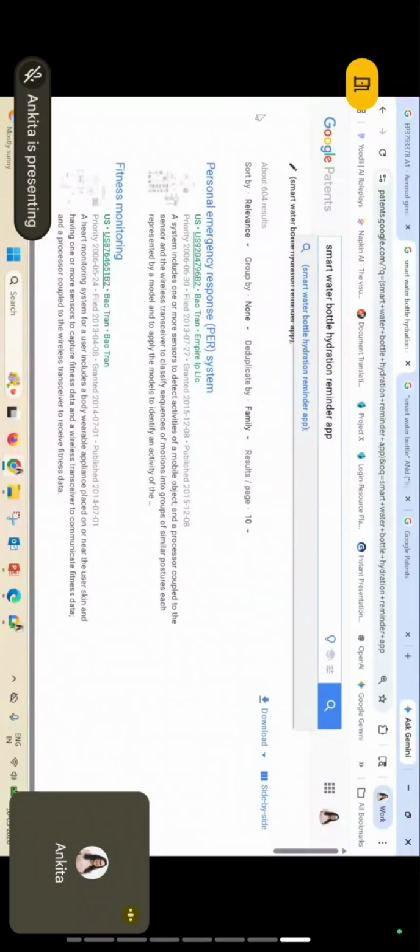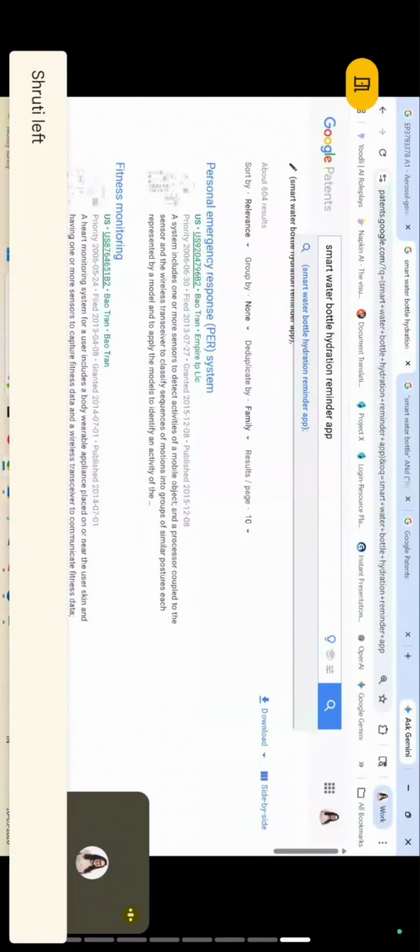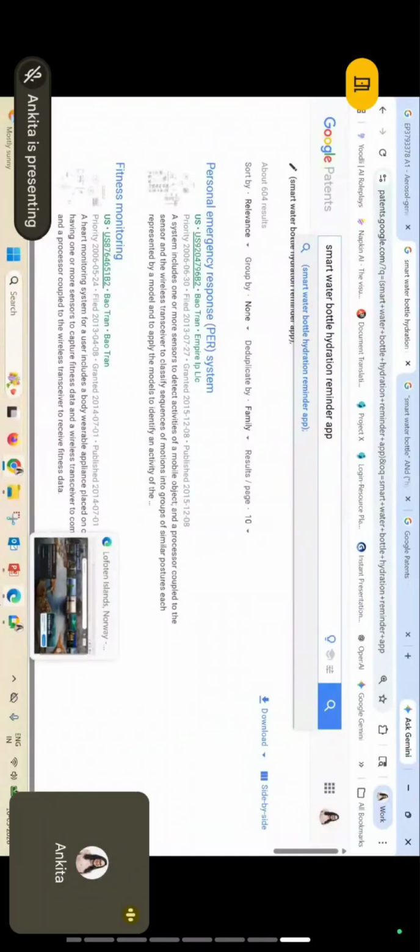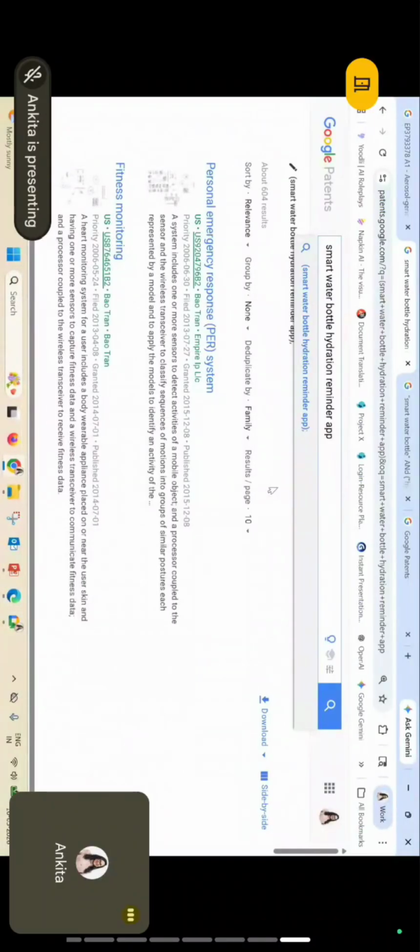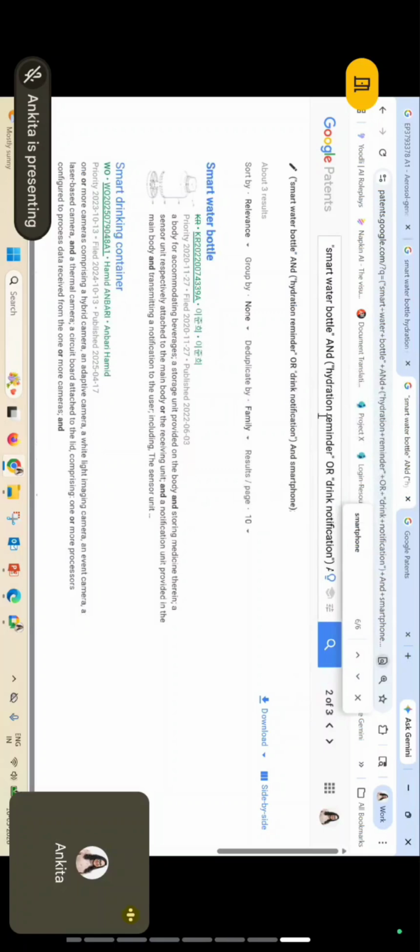So you see here, there are a total 604 results. So it means that this field is very active, but still we can search targeted. Like we can use some Boolean operators, because it's very difficult to read all the 604 patents. Might be some are irrelevant. Then the next step, what we do, we'll make a string that is more targeted.